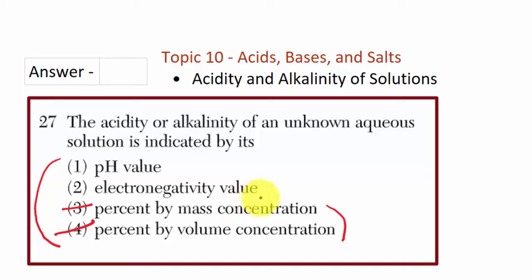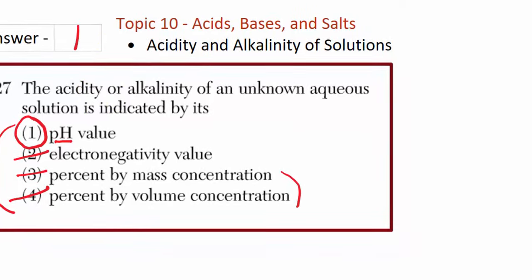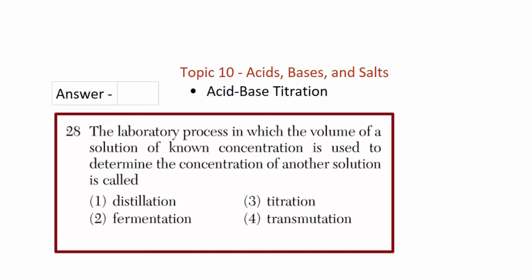The electronegativity value is used to help determine what kind of bonds are present, so that's kind of a bogus answer as well. Surely you should recognize that the pH is a way to measure how much of an acid or a base a solution is. So the answer is 1.